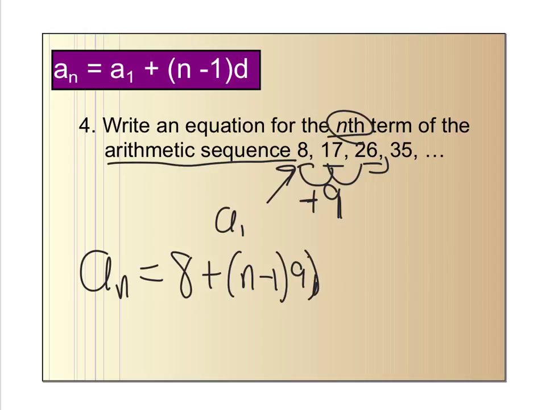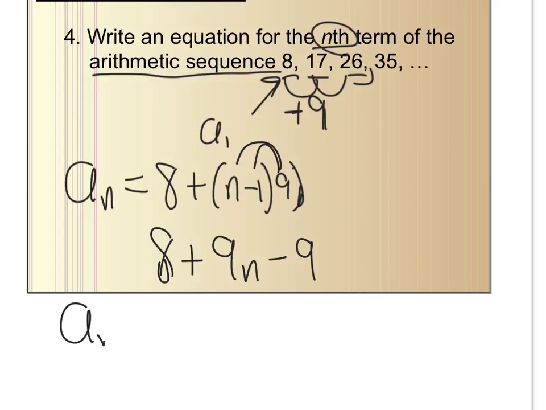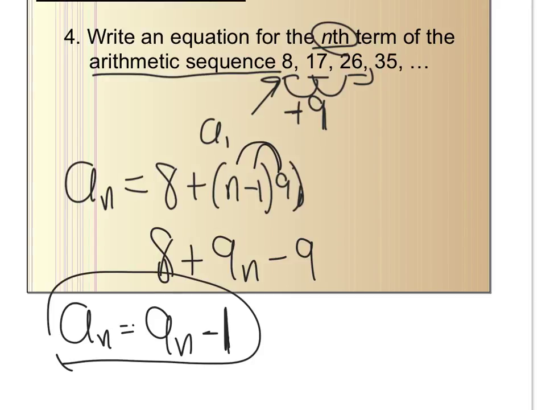So now I can simplify this a little bit. Okay, I can do some algebra on this. If I take 9 and distribute it, I'm going to get 8 plus 9n minus 9. So when I simplify this, a sub n is going to give me 9n minus 1. So if I'm looking for the 16th term, I can take 9 times 16 and subtract 1, and that will give me my answer. All I did was distribute, like you normally do with parentheses to get rid of them, and then simplify what I got left.